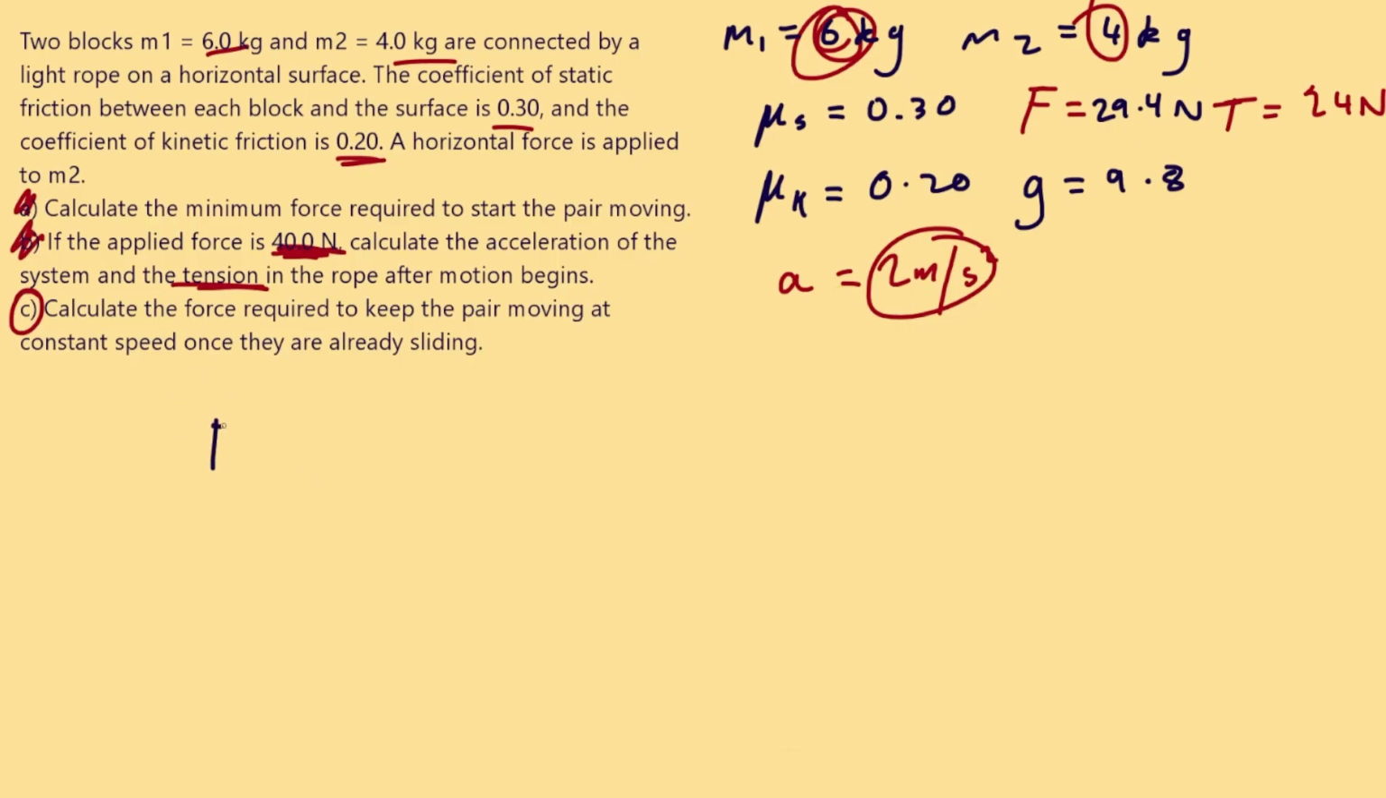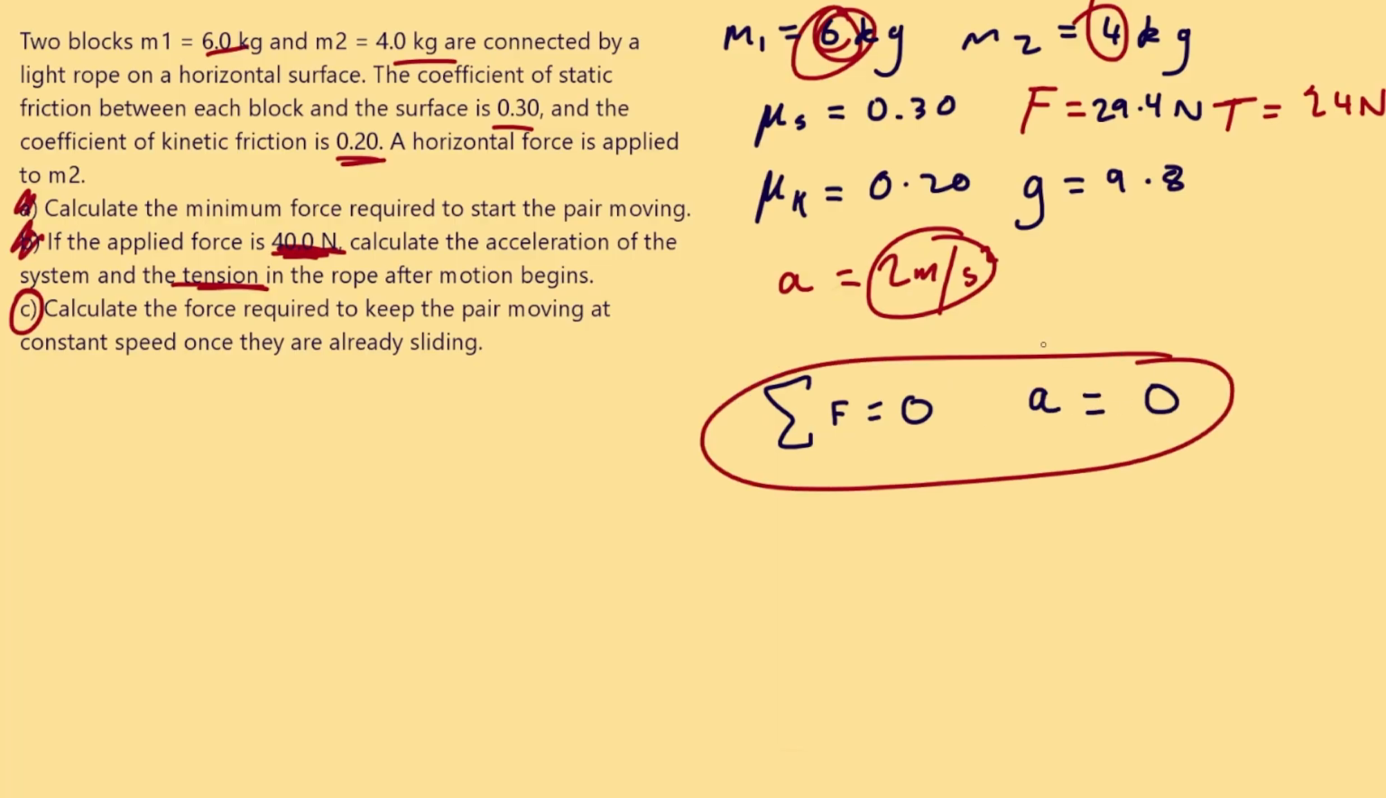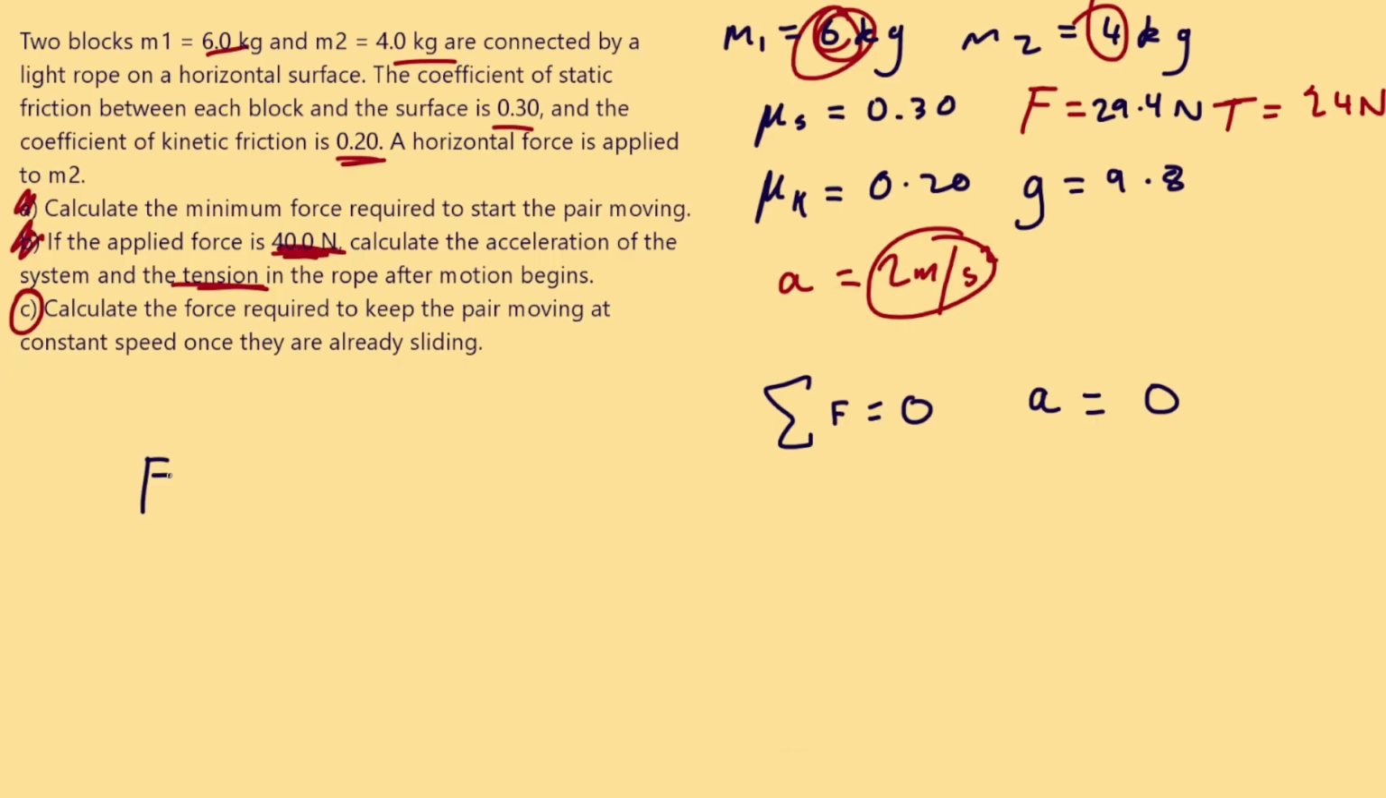We have to calculate the force that's required to keep the pair of blocks moving at a constant speed if they are already sliding. Constant speed is the same as saying no net force. So zero net force, because constant speed means no acceleration. These things go hand in hand. Then we can write this equation. The force required to keep the blocks at a constant speed, let's call this Fc, minus the friction forces, and it's kinetic because it's already moving, is equal to 0.